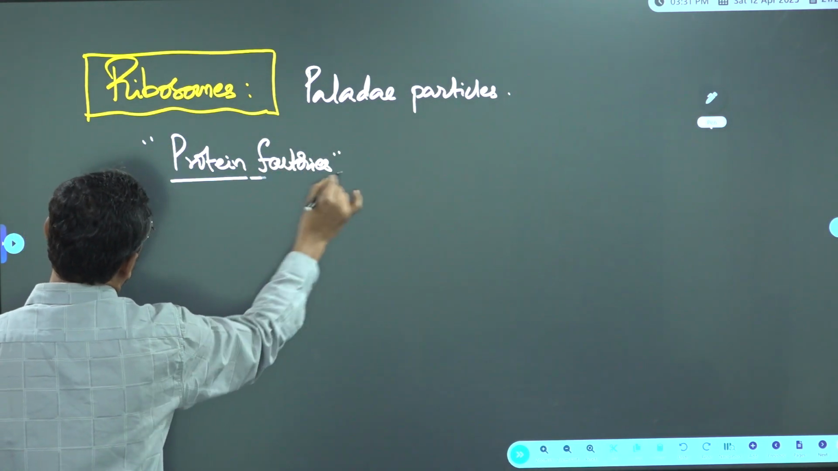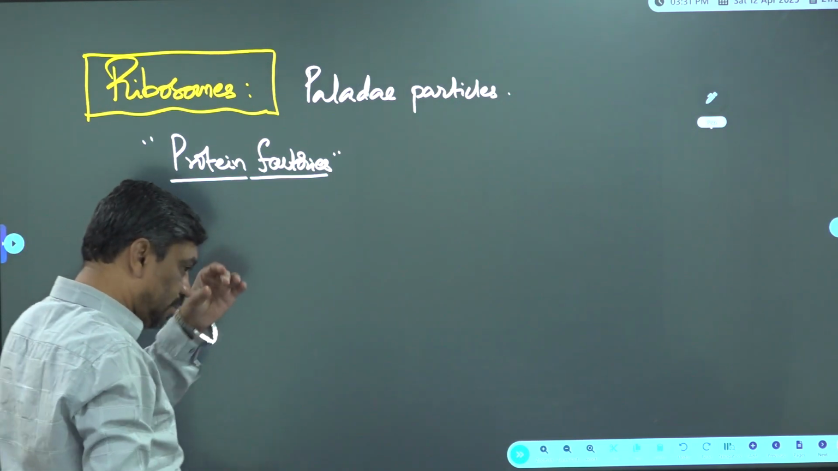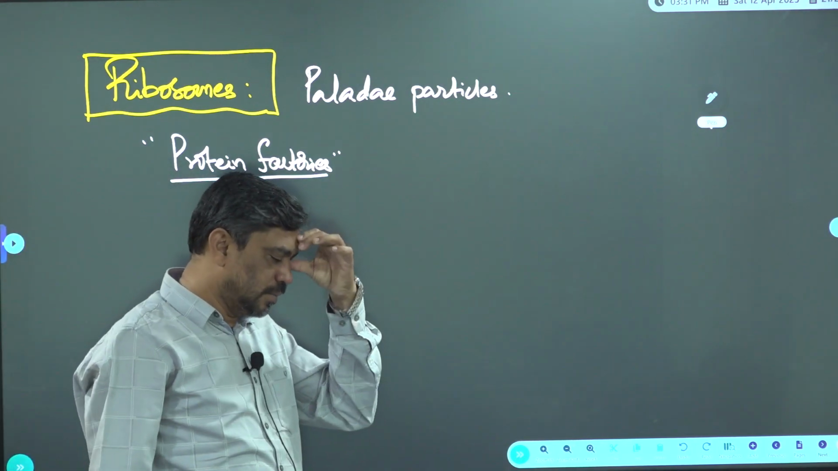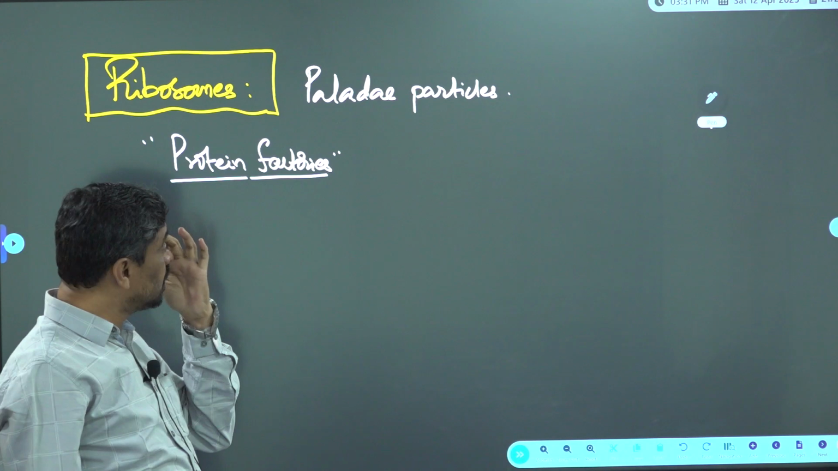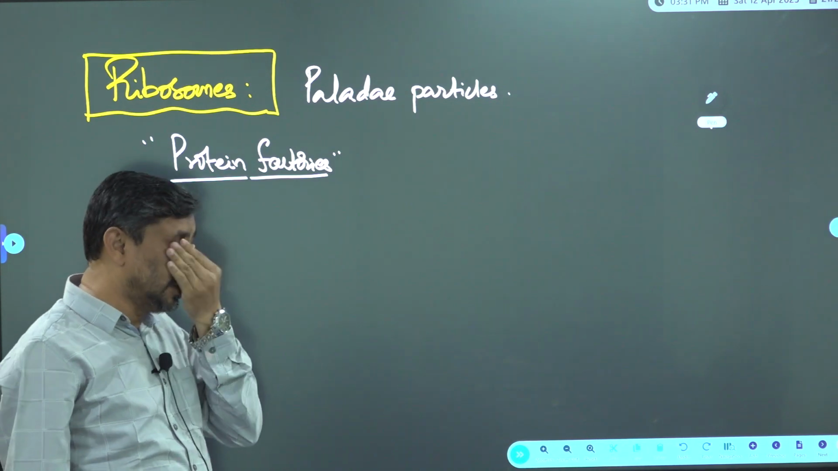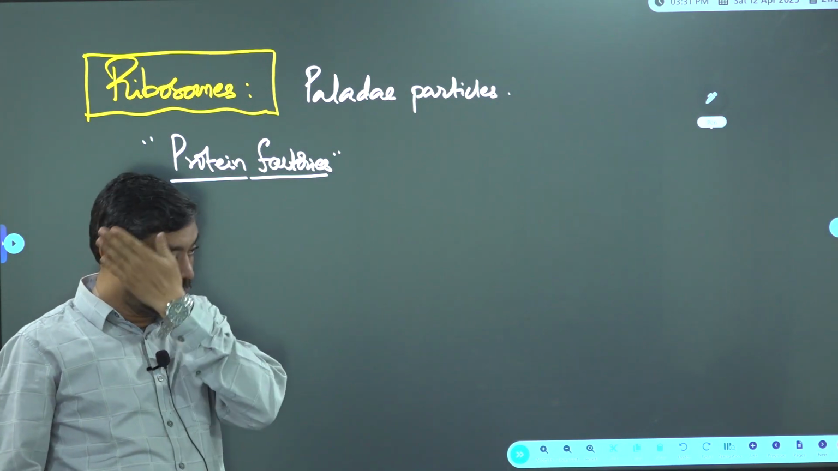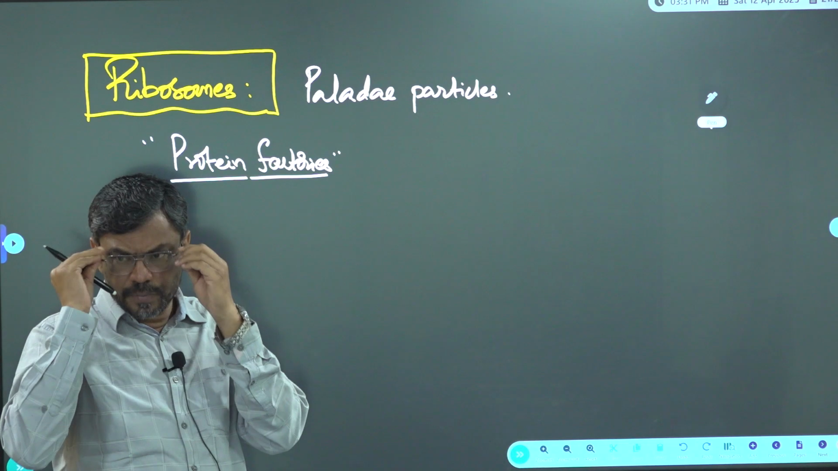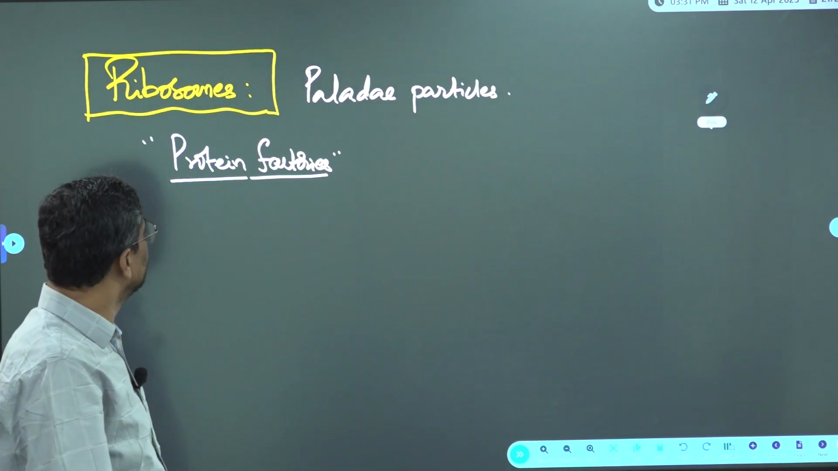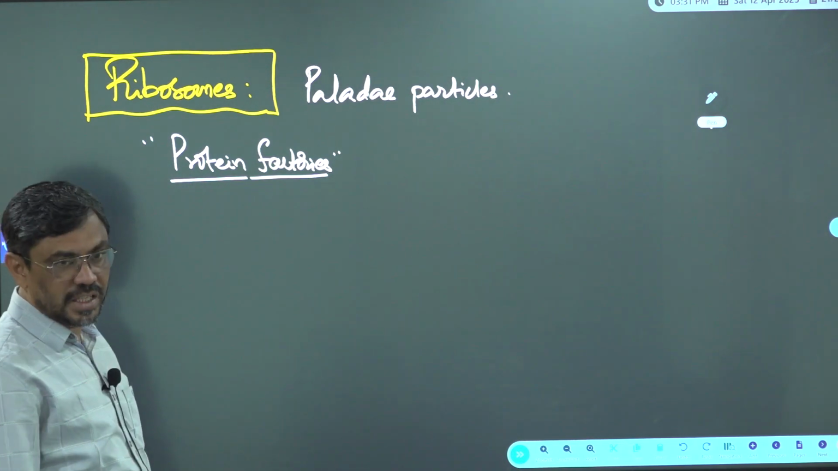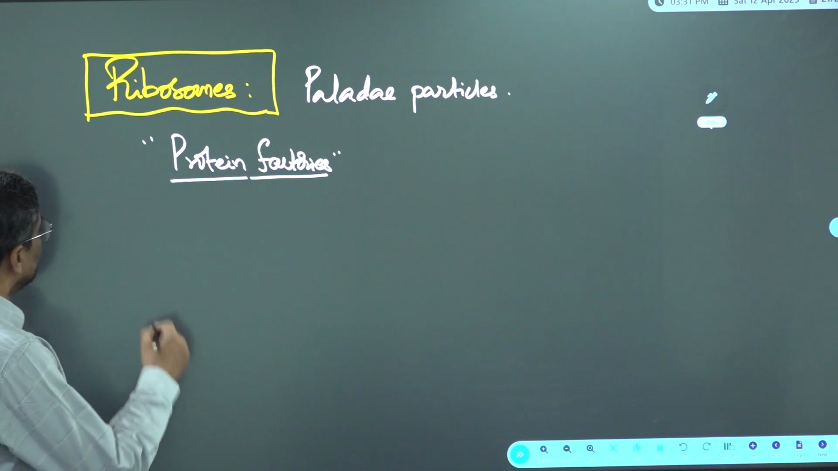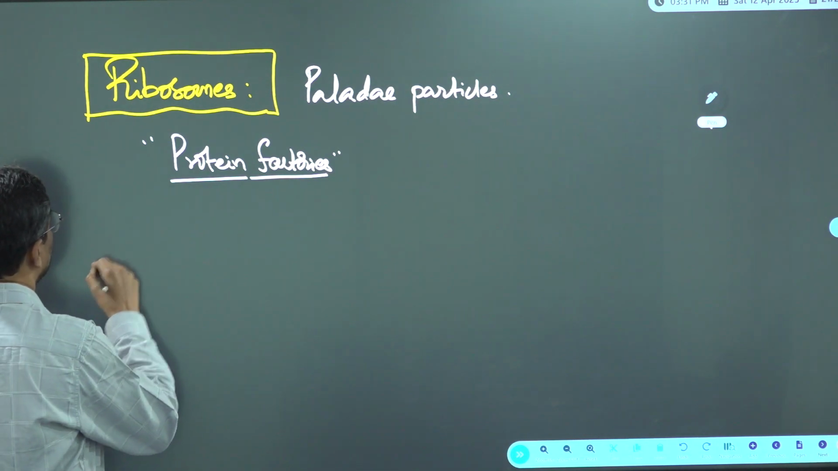Ribosomes are called protein factories because the main function of ribosomes is protein synthesis. So, they are called protein factories. There are two types of ribosomes.